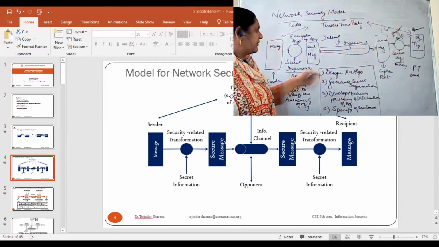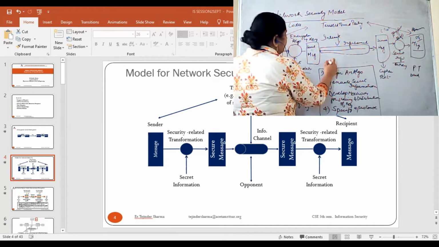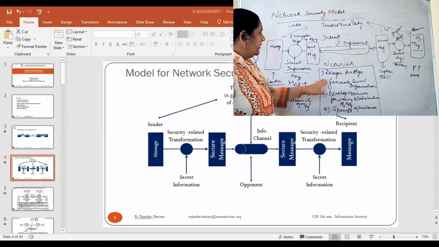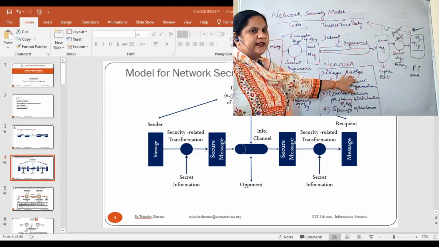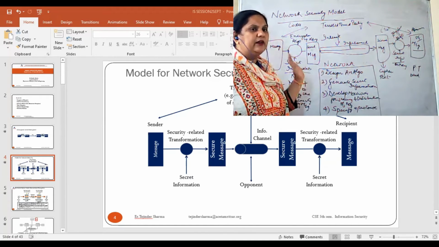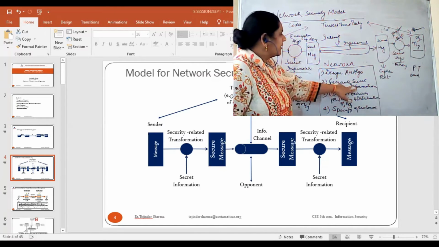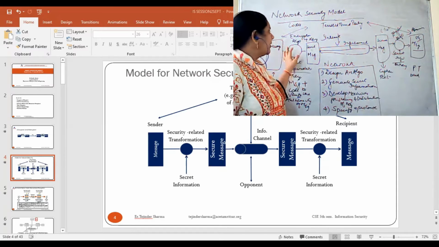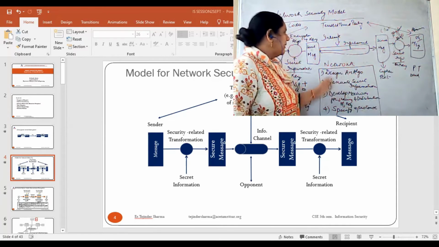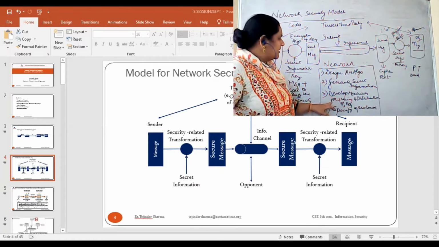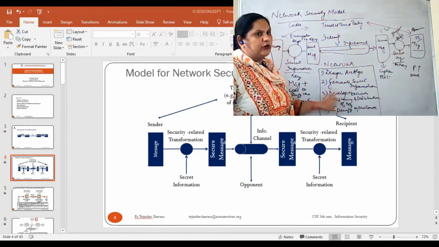So for this network security protocol, we have to follow these steps. First of all, design an algorithm, both for encryption and, the reverse of it, for decryption. Then generate secret information, the secret codes which we are sending along with the ciphertext. Then develop the method for sharing and distribution of the key. What does this mean now?